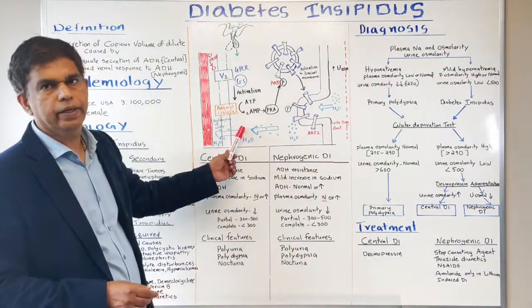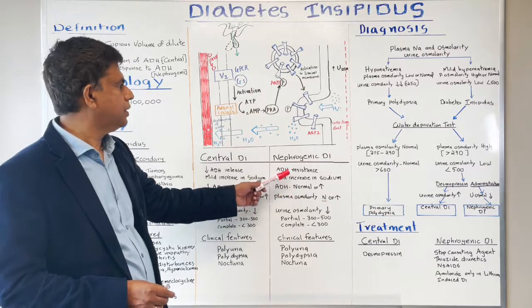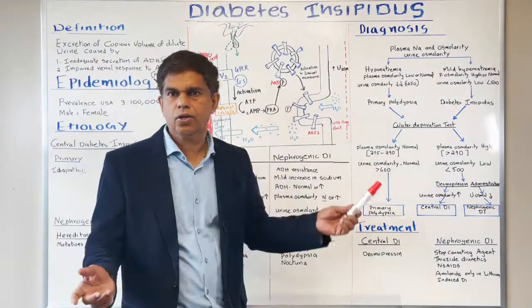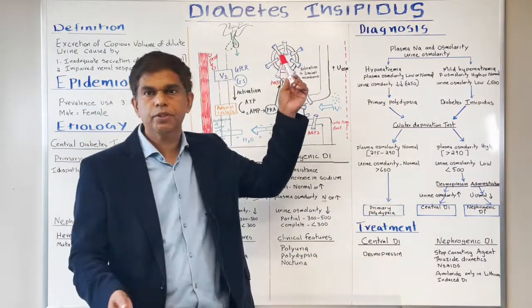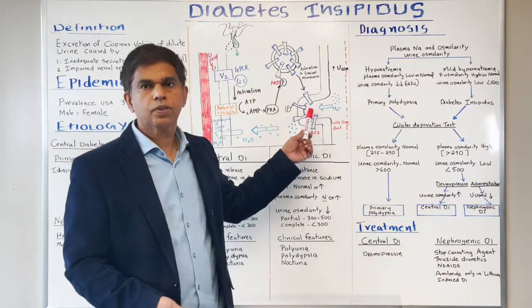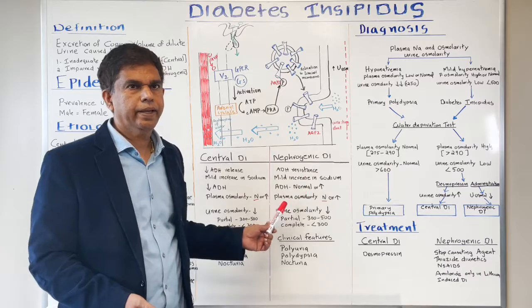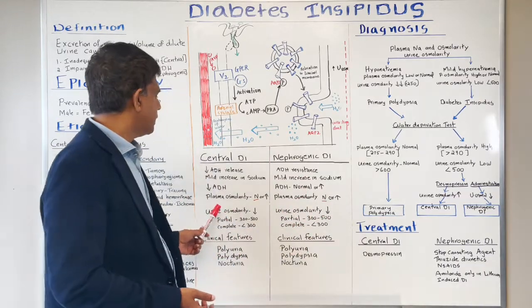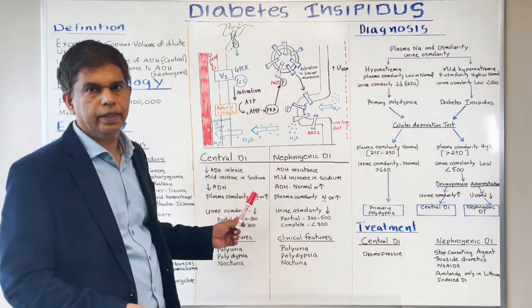Of course, there's no ADH right here. ADH here, when you measure the ADH, is normal, right? Because hypothalamus and the pituitary function is there, ADH is going to be there. Only problem is this resistance is not working. So the main difference, okay? Now let's look at the plasma osmolarity again.